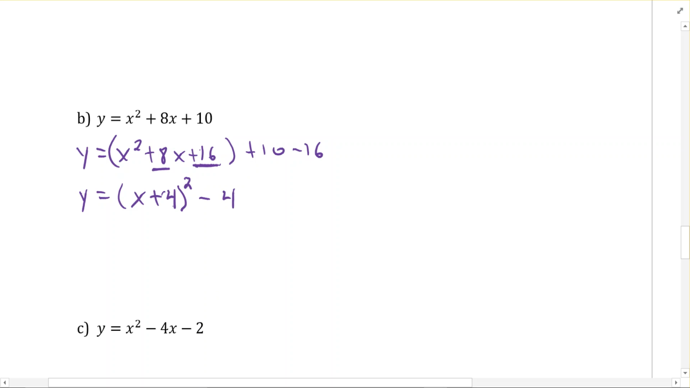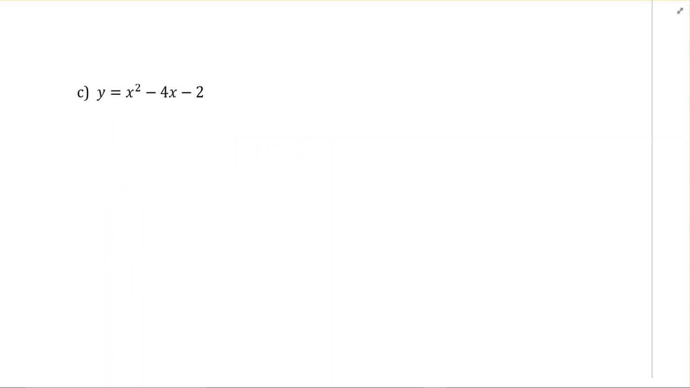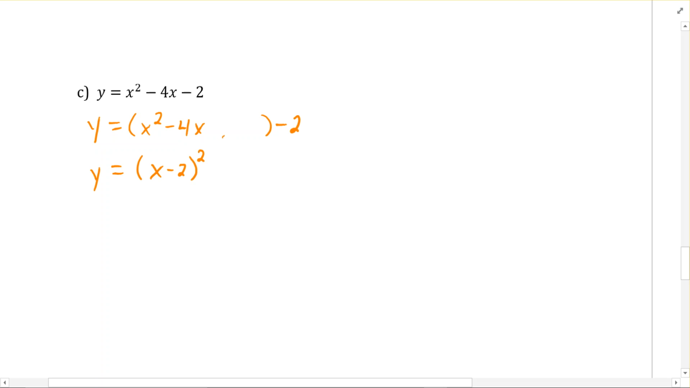All right, next one. So I'm going to write this a little bit different. We're going to say x squared minus 4x, leave a space, and then minus 2. Okay, and this will be y is equal to x minus 2 squared. I've got to figure out what goes in here. Well, that's going to be negative 2 squared, so positive 4. I can't just go around adding positive 4s to things. I need to subtract a 4 as well. So then we're left with negative 2 minus 4, which is negative 6.